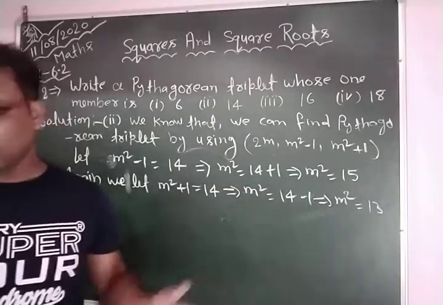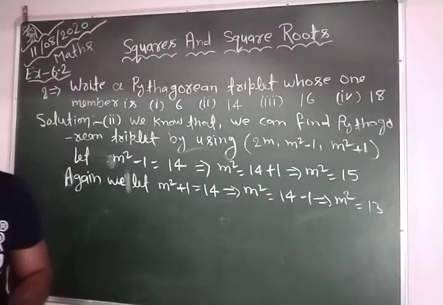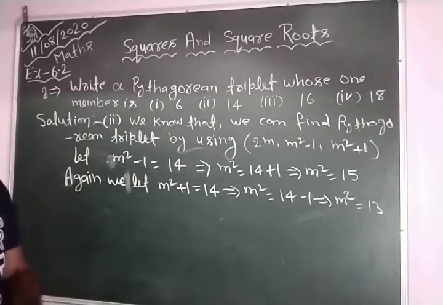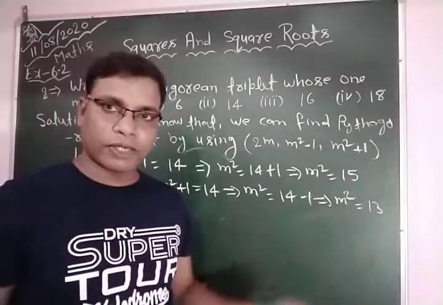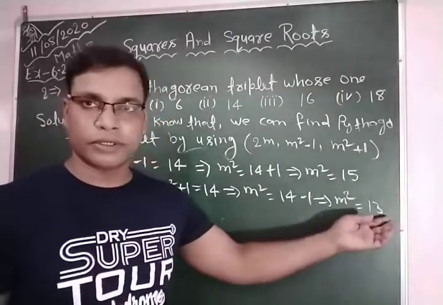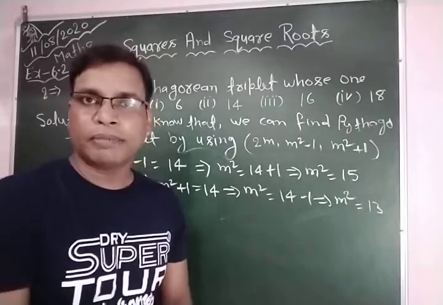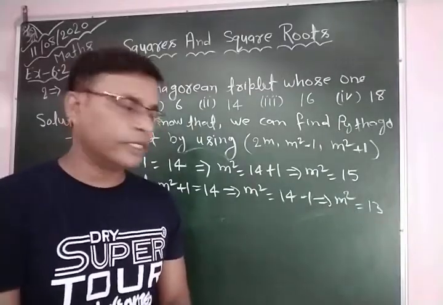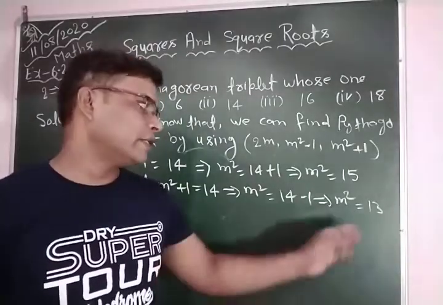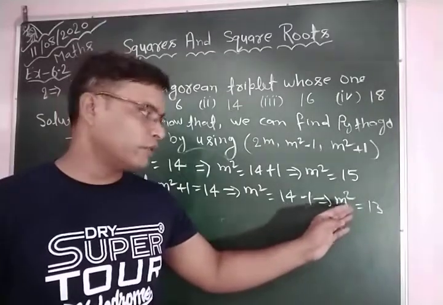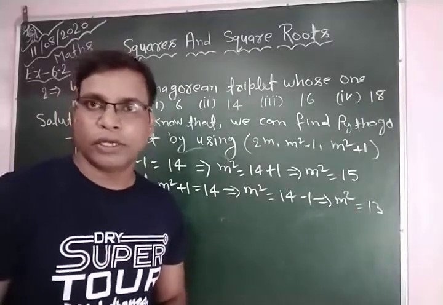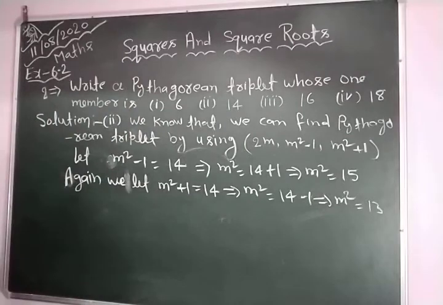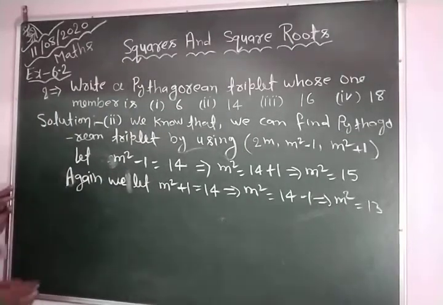this implies that the value of m will not be a natural number, okay. You can see this is m square and here 13. 13 is not a perfect square number, but m square is a square number, okay. So the value of m is not a natural number.